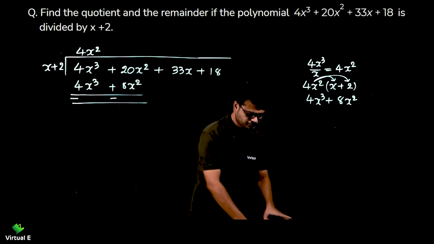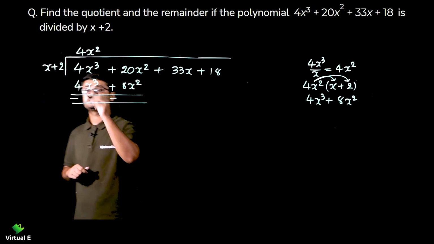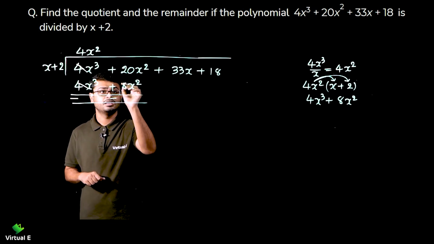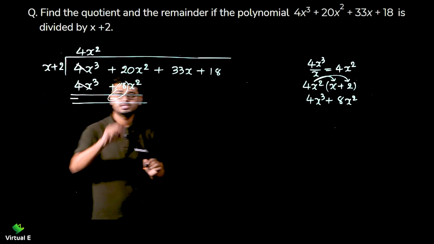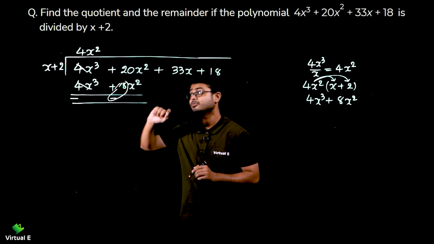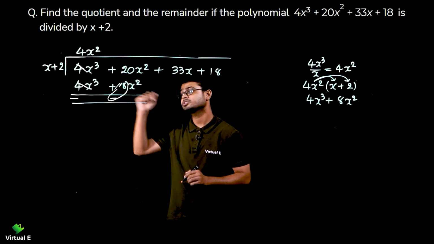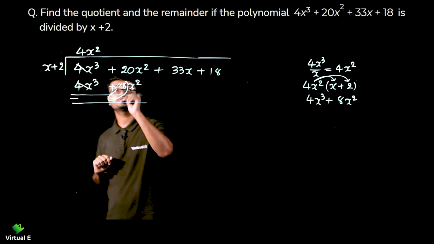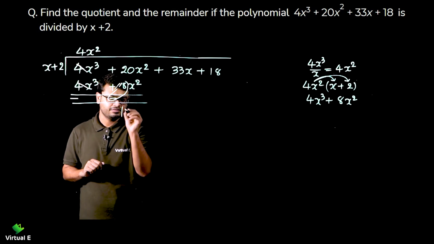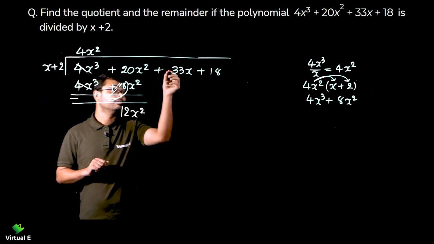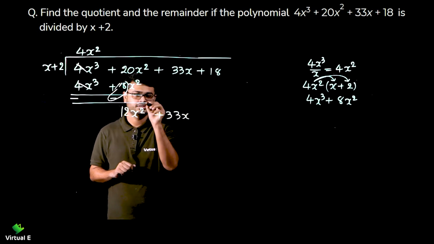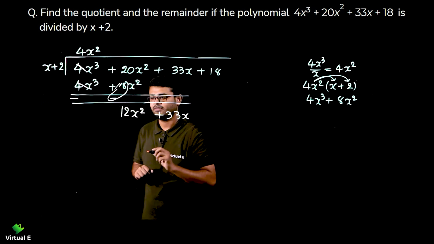Okay. So let's start here. 4x minus 4x get cancelled. Then plus 20x. And here, remember, the sign of 8x square is not positive in this case, but it is negative, right? New sign. We are not supposed to talk about the old sign. New sign, plus 20 minus 8. So what we will get? 12x square. Bring down the 33x here. So this is what we have now.